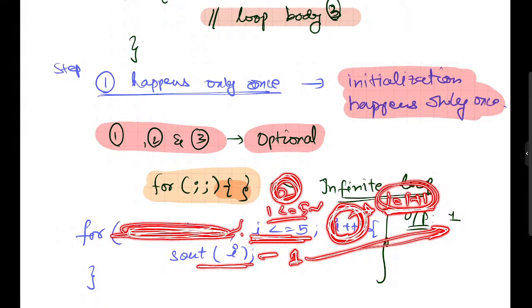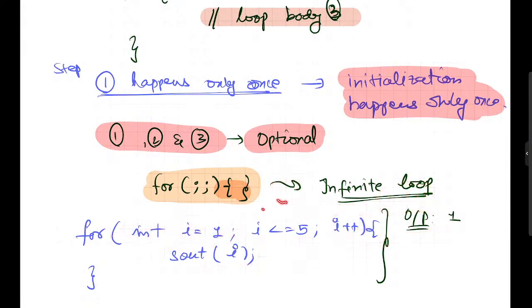The initialization does not matter at all. Remember, this part will only execute once, and then you move on. So now i is 2. 2 is still less than or equal to 5, so go into the body and print i. What is i? 2. So you will write 2 here.